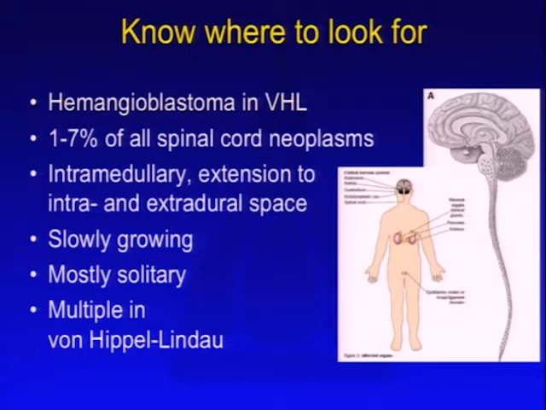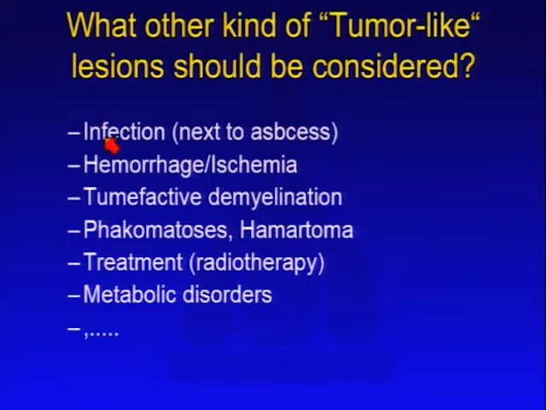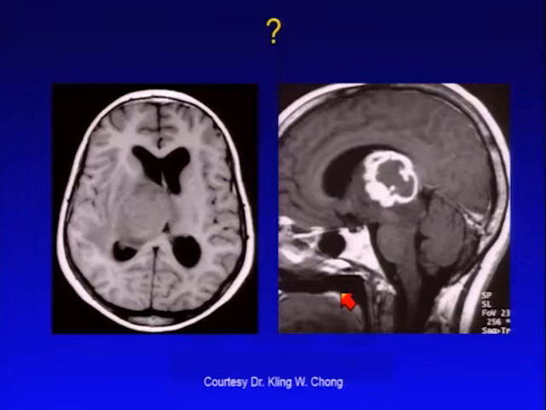of the hypervascularized tumor. So what other kind of tumor-like lesion should you consider? There's so many: infection, hemorrhage, tumor-effective demyelination, phakomatoses, treatment-related issues, and metabolic disorders. Look at a couple of cases, and this is a case from Kling Chong from London, from Great Ormond Street Hospital. And he showed this case to me.